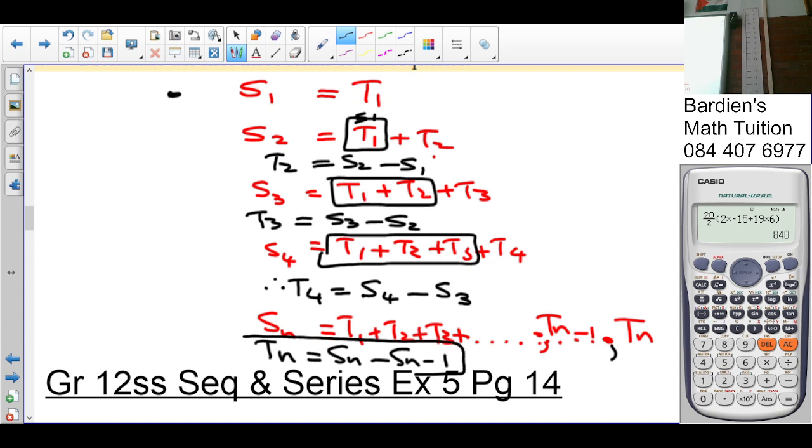And that is what I need you to make a note of. So Tn is equal to Sn minus Sn minus 1. Okay, very important to know.